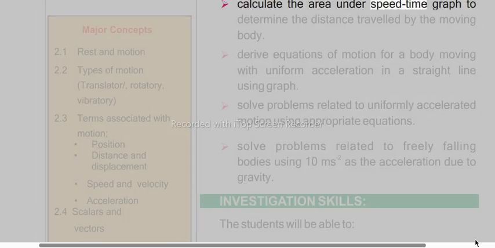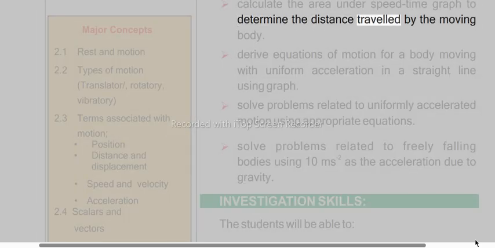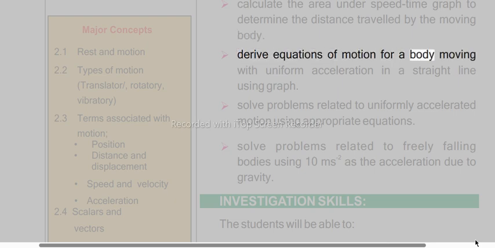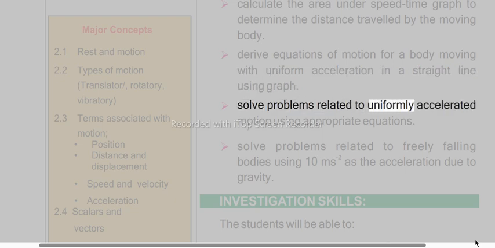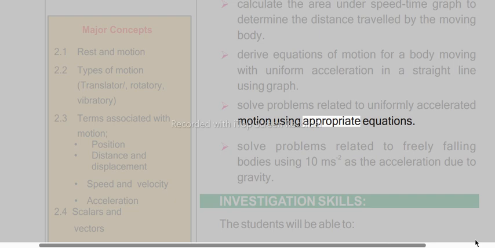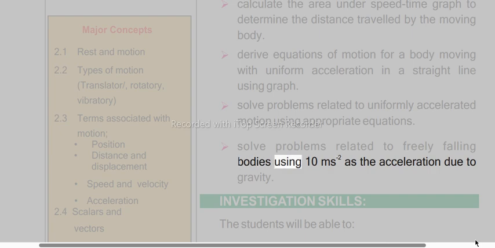Calculate the area under speed-time graph to determine the distance traveled by the moving body. Derive equations of motion for a body moving with uniform acceleration in a straight line using graph. Solve problems related to uniformly accelerated motion using appropriate equations. Solve problems related to freely falling bodies using 10 m/s² as the acceleration due to gravity.